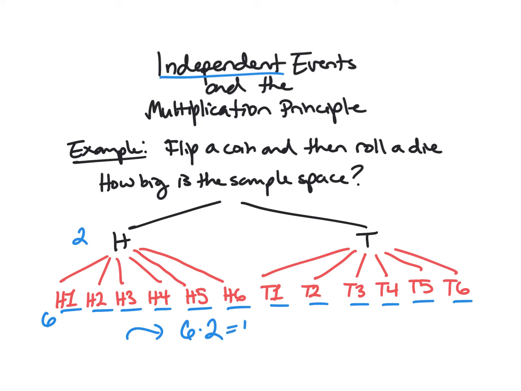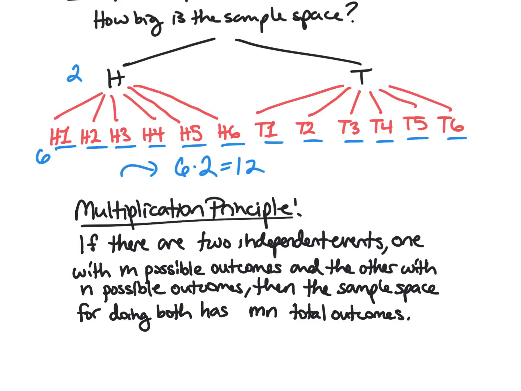Okay, and so this is how big the sample space is, and this works in general. This is what we call the multiplication principle. It says if we have two independent events, and it's very important that they are independent, one with m possible outcomes and the other with n, then if you do them both, you just multiply and you will get m times n total outcomes.